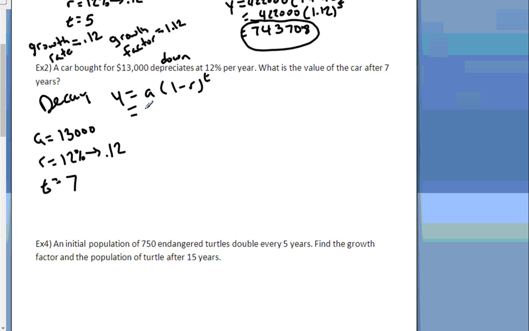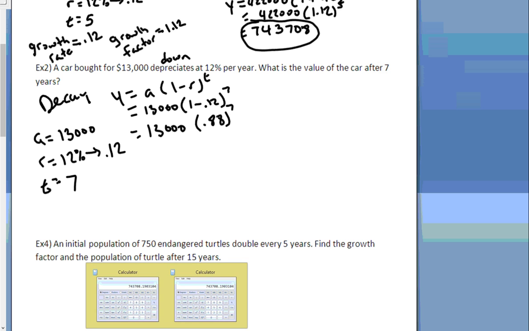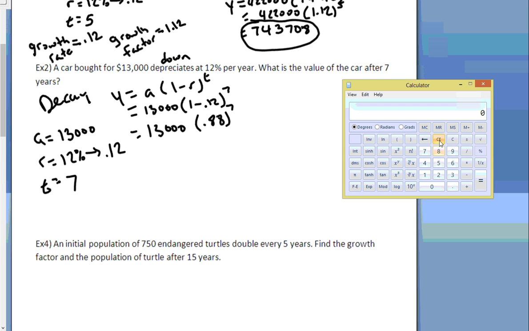Fill in the blanks. 13,000 times 1 minus 0.12 to the 7th. So this is going to be 13,000 times 0.88 to the 7th. Got it? Plug that into a calculator. 13,000 times 0.88 to the 7th power, and we get about 5,312.